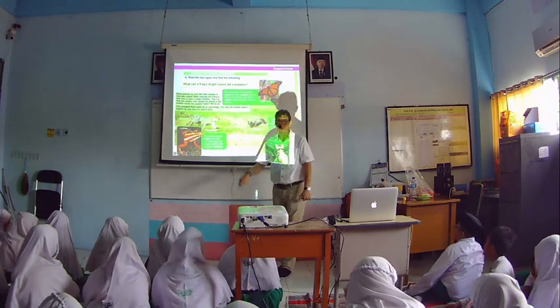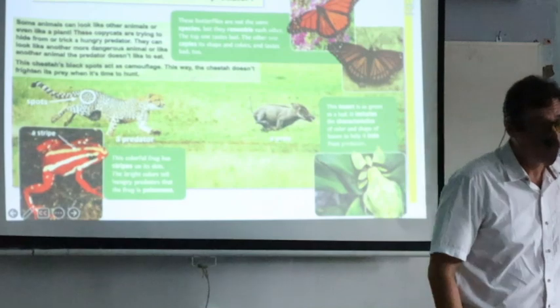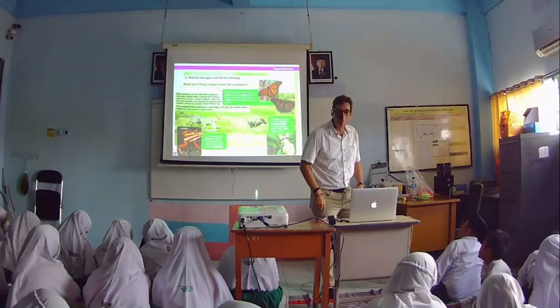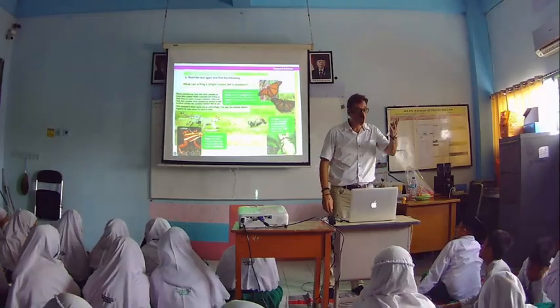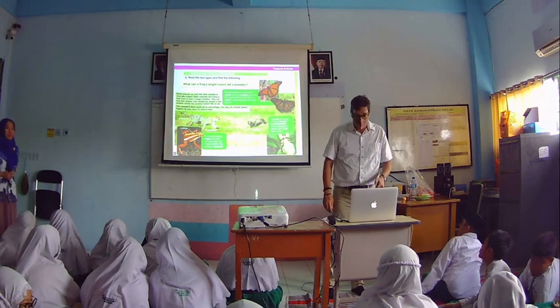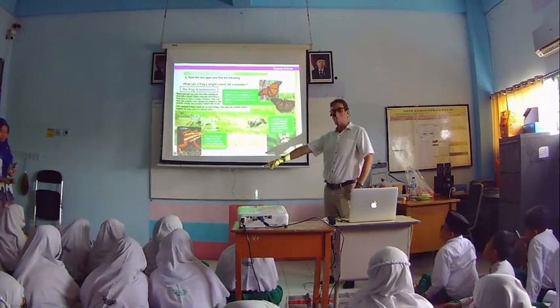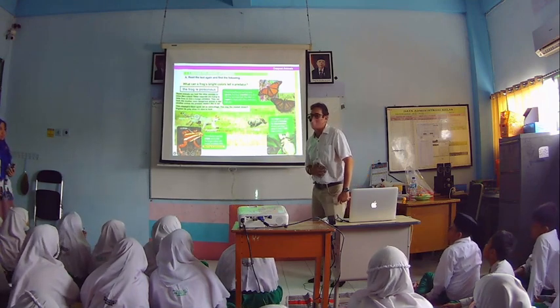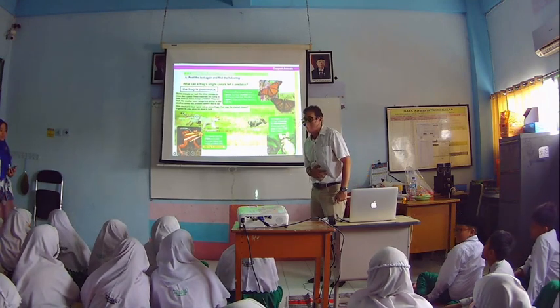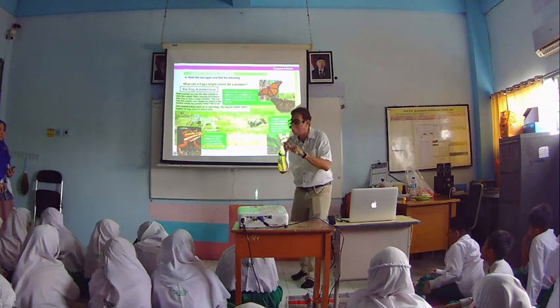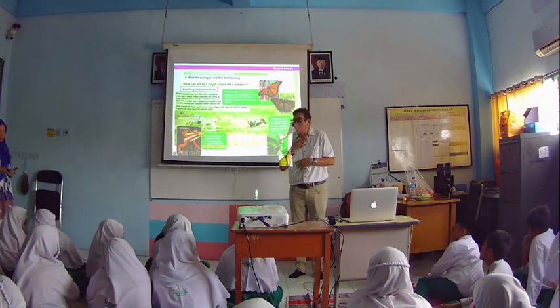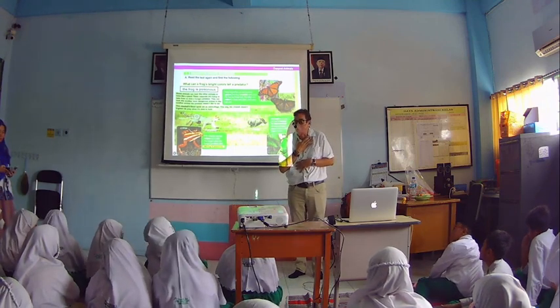So what does the frog's bright color tell? What does it tell predators? It's poisonous. It tells, don't eat me. If you eat me, you're going to have a bad stomach. Poison means you don't want to eat it. You eat it, you get sick or you die.